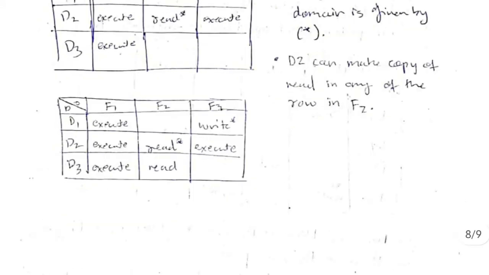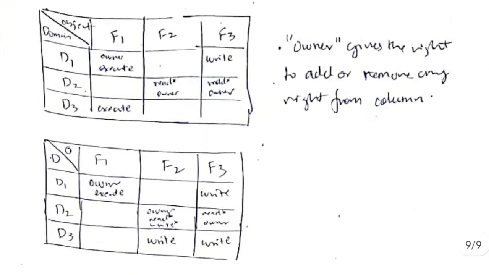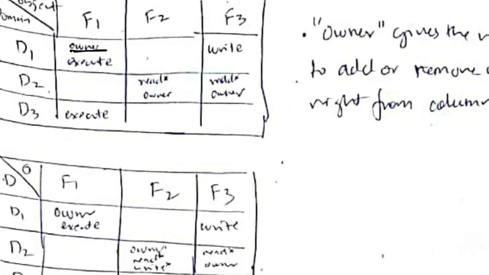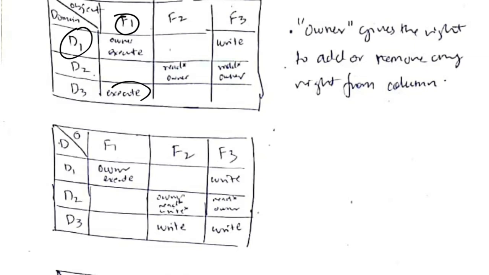The next one is the keyword owner. Owner gives the right to add or remove any right from the column. See here, in this diagram we have owner for D1 and F1. The domain D1 has the ownership of the object F1, so it can add or remove any operation from this column. So it can remove this operation. It has been removed from this place.